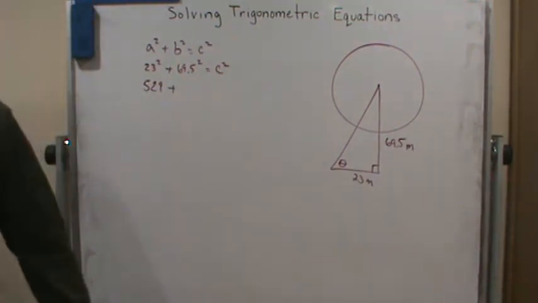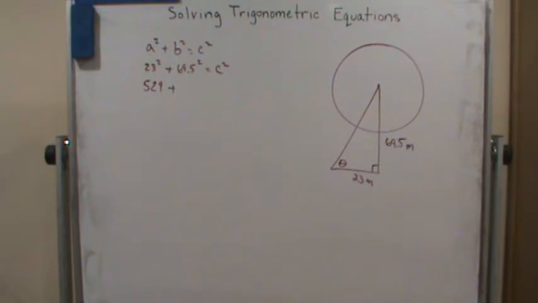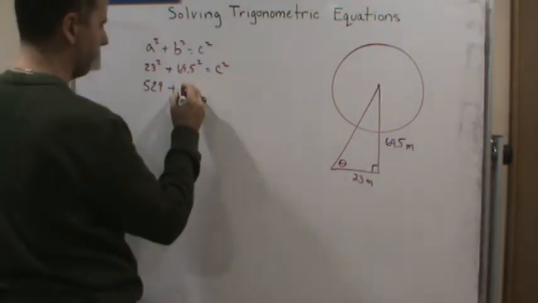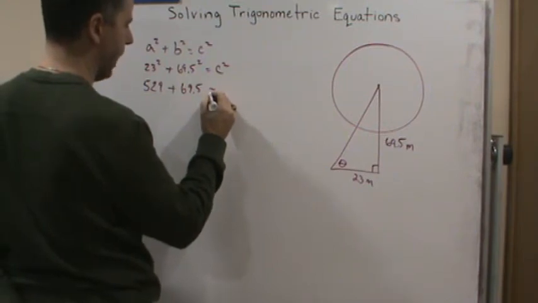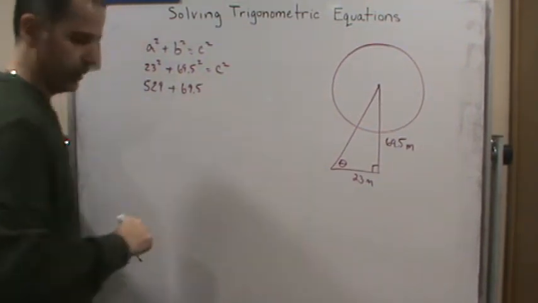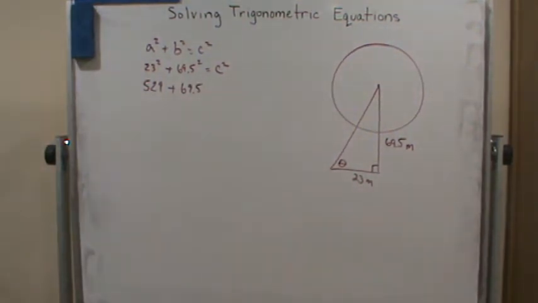69.5 squared, I don't calculate that in my head. Okay, but you can put it in your calculator, 69.5, and this is going to be approximately, well, why do approximately? It should be exact. Okay, hold on a second. I'm going to just calculate it right now.